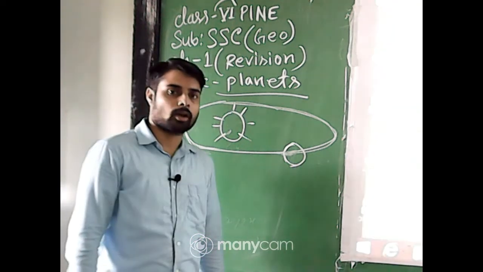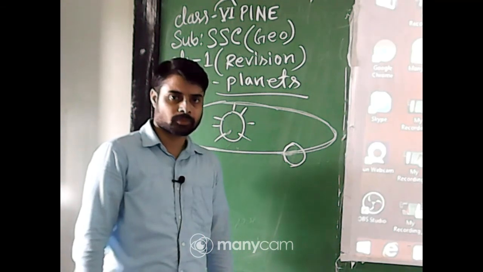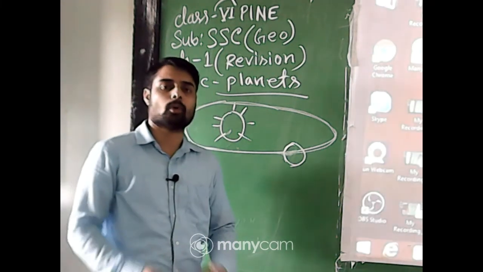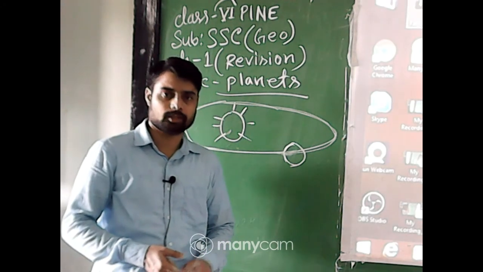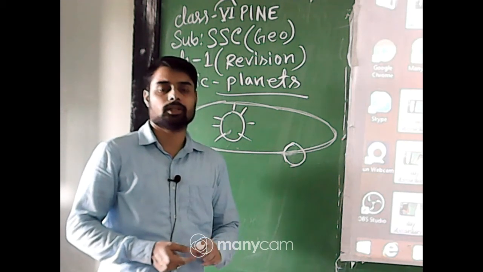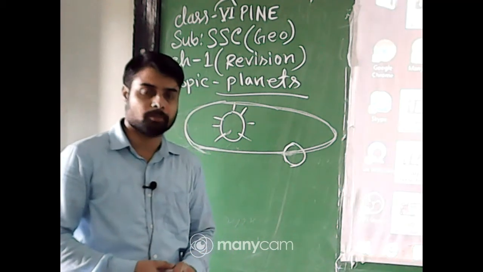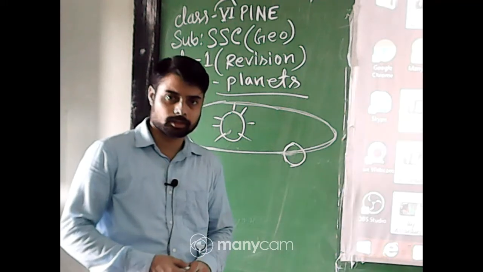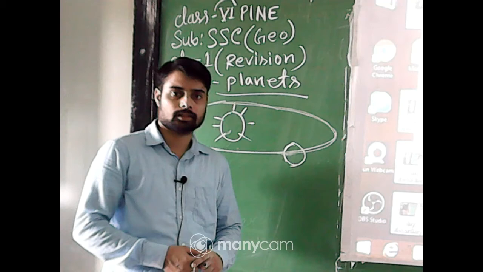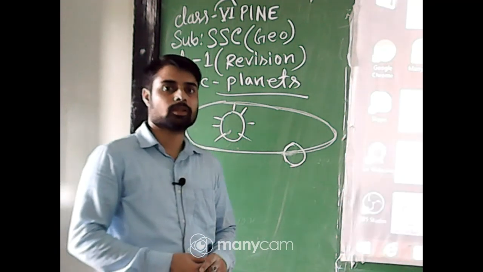And now, what are the 8 planets? The 8 planets that move around the sun are: number 1 Mercury, number 2 Venus, number 3 the Earth, number 4 Mars, number 5 Jupiter, number 6 Saturn, number 7 Uranus, and number 8 Neptune.